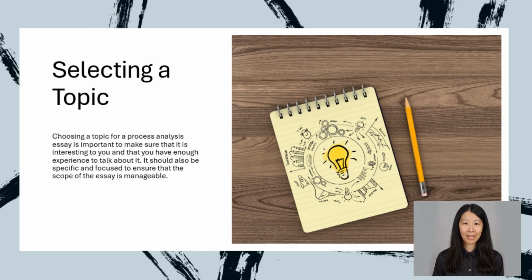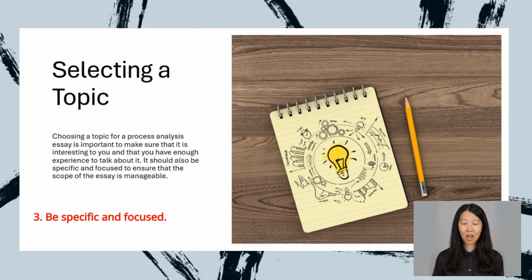Selecting the right topic is the foundation of a successful process analysis essay. When choosing your topic, consider two important factors. First, pick something that genuinely interests you, writing about a process you are passionate about. Second, ensure that you have enough experience or knowledge about the topic. This will help you explain the steps clearly and accurately.